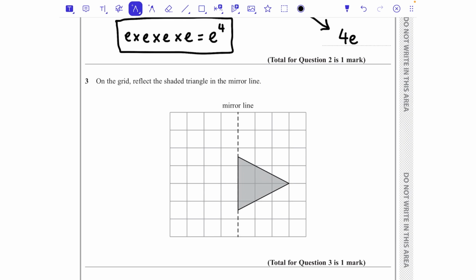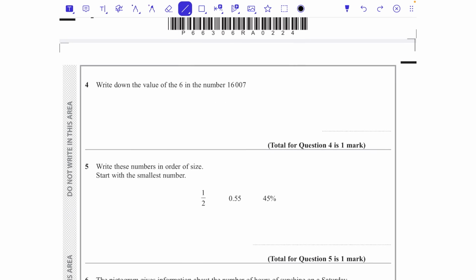Question number 3. On the grid, reflect the shaded triangle in the mirror line. So at the minute, we are 3 squares away on this side, and we need to make sure that when we reflect, we're also going to be 3 squares away on this side. I'm going to use my ruler for this. Let's just change that to black. So it's going to come out to this point here and back in and look like that. So we've reflected it in the mirror line. It's touching the mirror line on this side, so we'd expect it to be also touching on the left-hand side. So that's correct for that question.